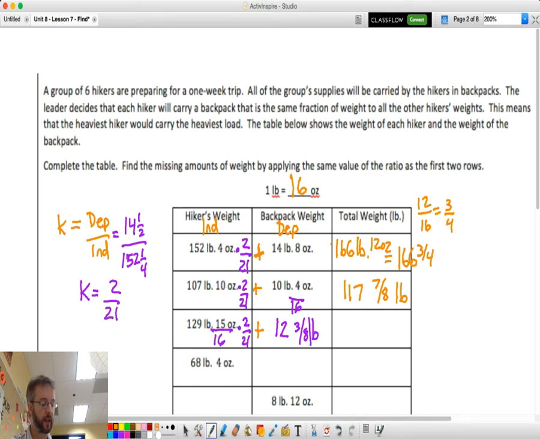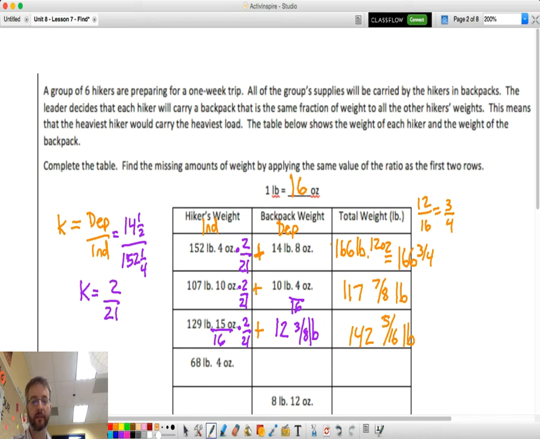So if I plug in 129 and 15/16 plus 12 and 3/8, I should calculate that we have 142 and 5/16 of a pound will be the weight of the hiker and the backpack.